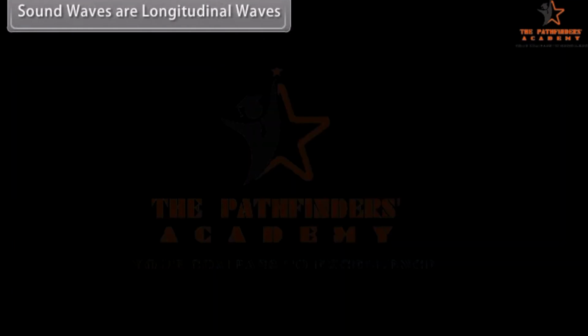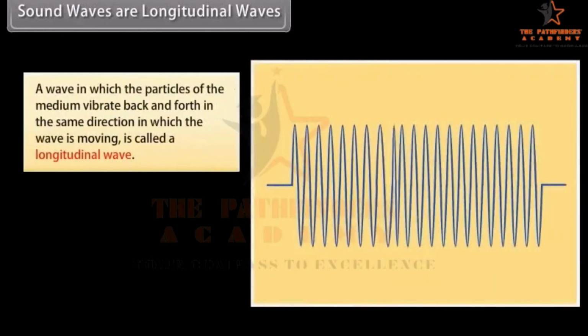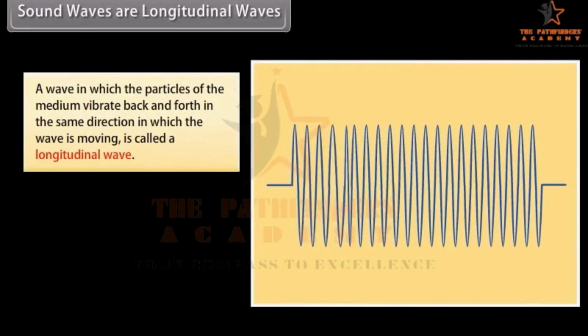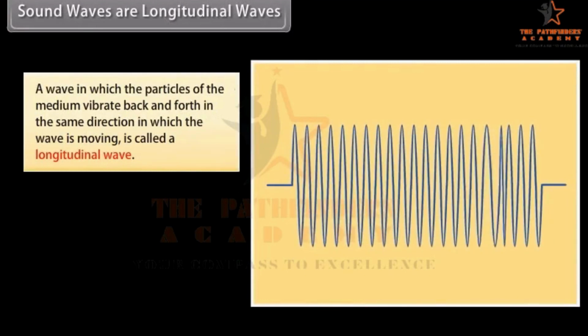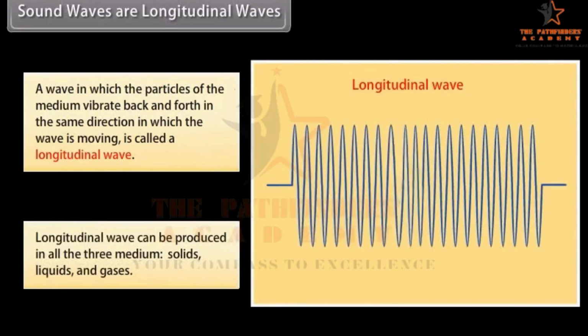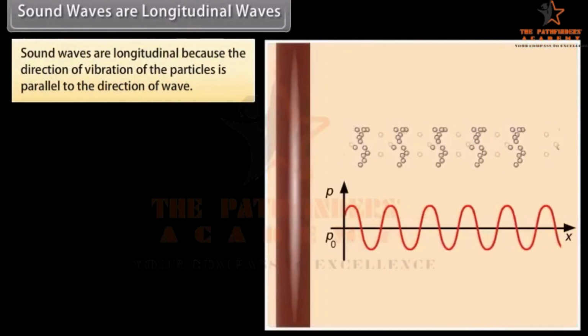Sound waves are longitudinal waves. A wave in which the particles of the medium vibrate back and forth in the same direction in which the wave is moving is called a longitudinal wave. Longitudinal waves can be produced in all three mediums: solids, liquids, and gases. Sound waves are longitudinal because the direction of vibration of the particles is parallel to the direction of the wave.